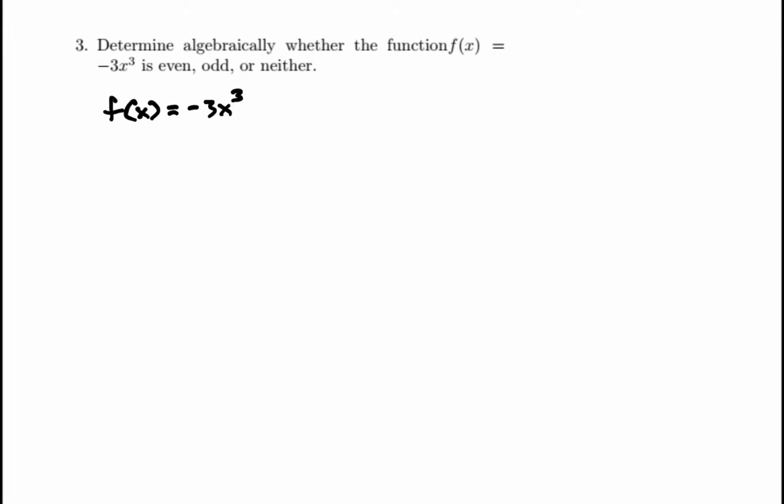So here we want to check if this function f of x equals negative 3x cubed is even, odd, or neither. In order to do that, we need to see what f of negative x would be. So let's evaluate f of negative x. That means instead of x, we plug in negative x as the input.